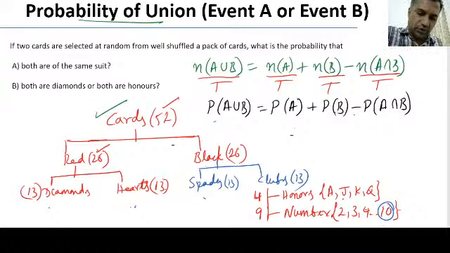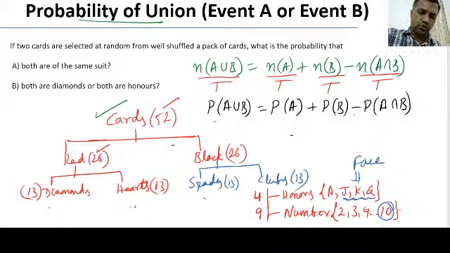Now, Jack, King, and Queen are also called face cards, because you see kind of a face on them. Quick question to you: how many face cards are there in a pack of cards? Good, 4 into 3, 12.